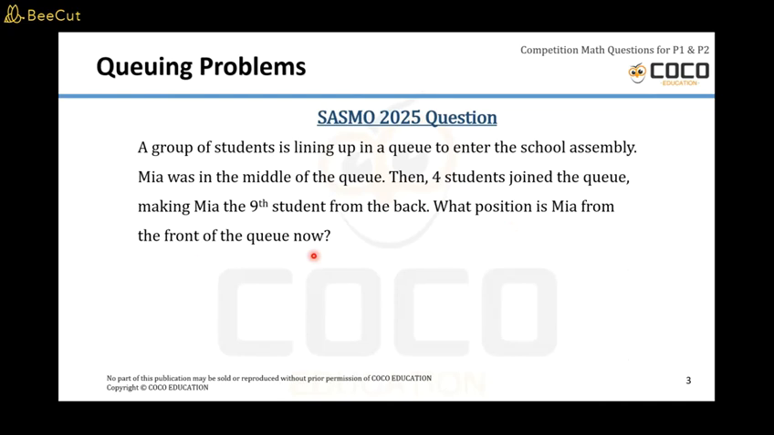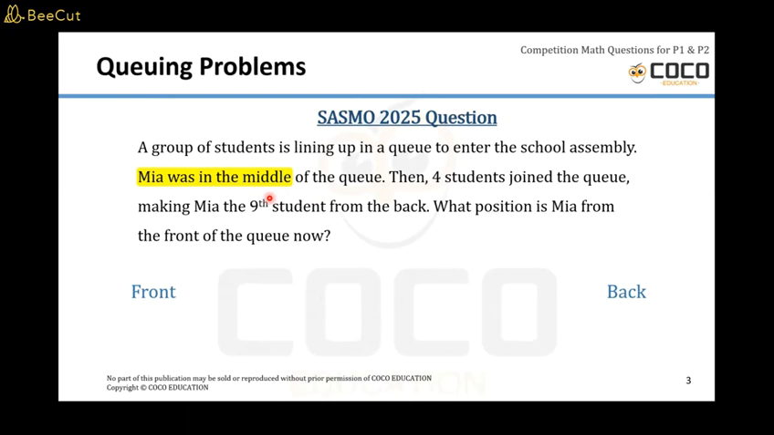Seems complicated, but let's tidy up the information. So they ask us Mia was which position from the front. So let's take a look. This is the front and the back is over here. So this is the front of the queue. Then they say first, Mia was in the middle of the queue. What does middle mean? Middle means that they have the same number in front and behind.